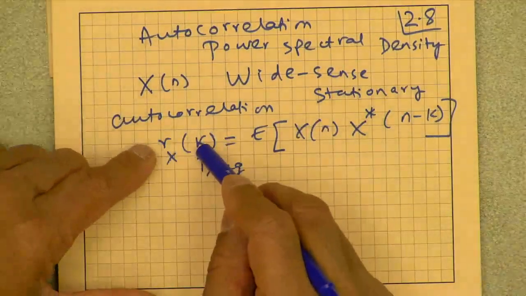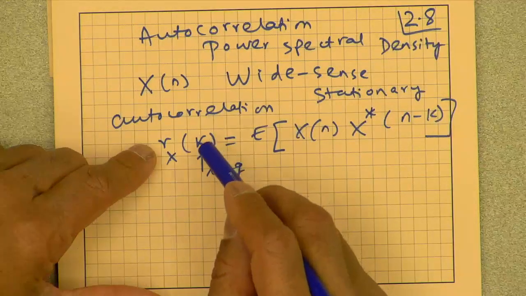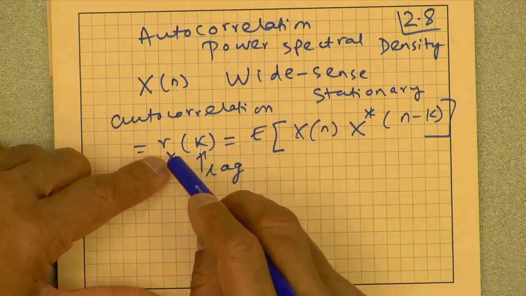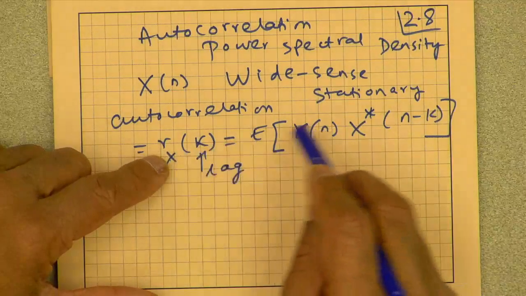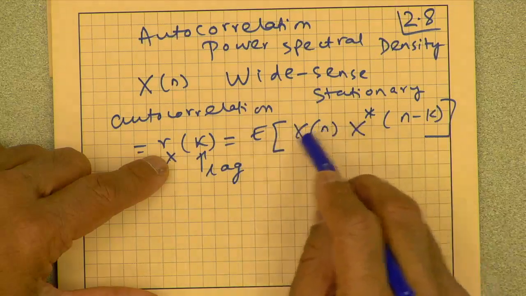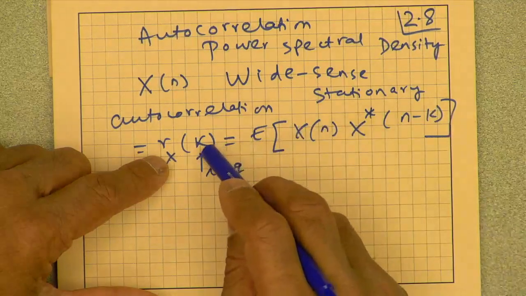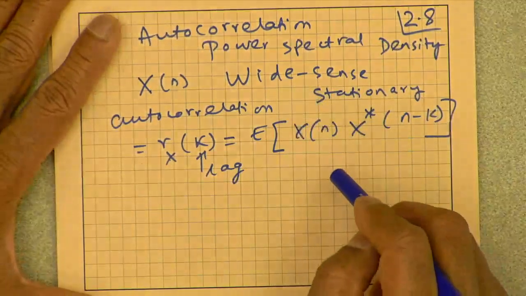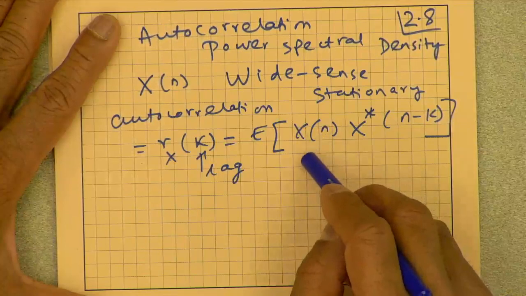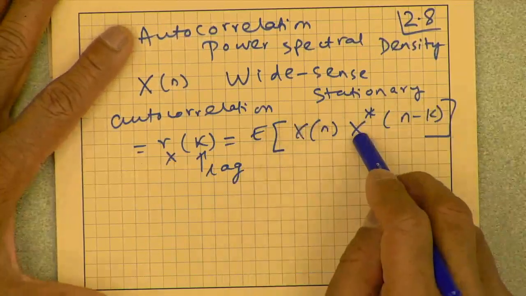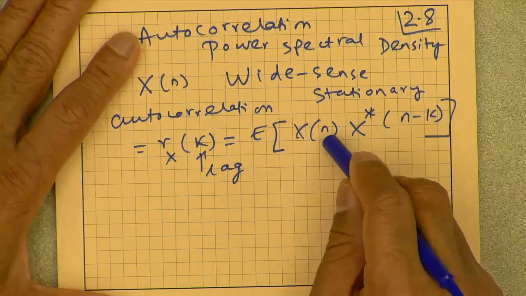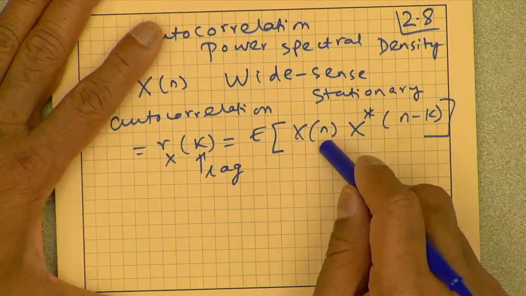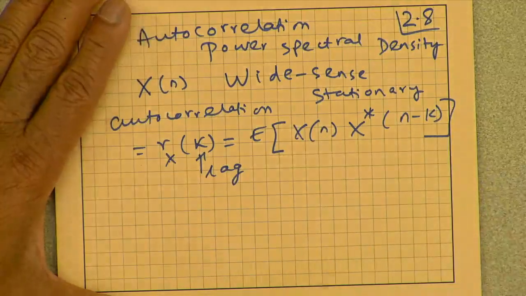So that quantity, the autocorrelation quantity, if the signal was not wide sense stationary, I would say this is Rx as a function of n and k, which is the starting index n and k. But the wide sense stationarity property allows us to get rid of that n, because the behavior of this expected value does not depend on whether the value of n here is 100 or 2000 or 10,000. It doesn't matter.